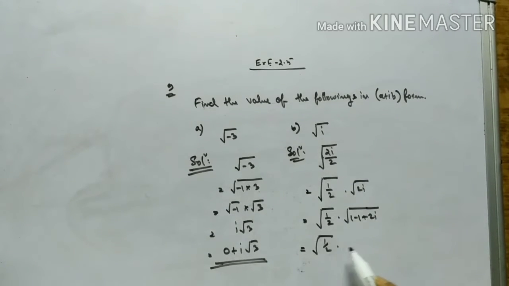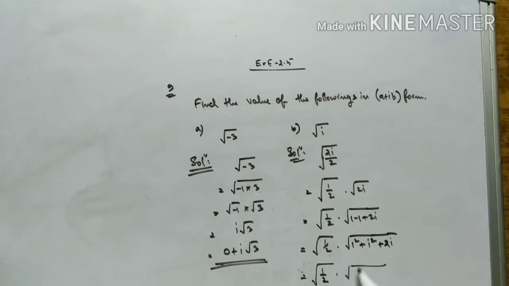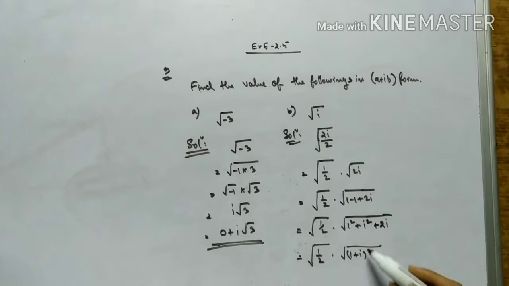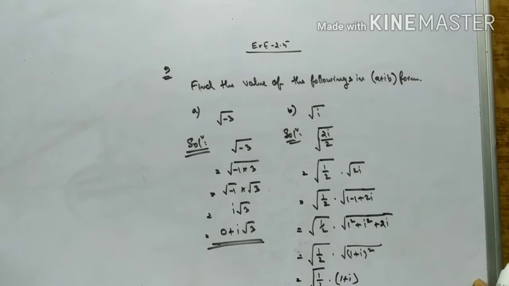So root over 1 by 2 into root over, this one I can write as 1 square plus I square, because I square is minus 1, plus 2I. I can write it in this way. So this one becomes 1 plus I the whole square. Yes, 1 plus I the whole square. So square and root cancel, so I will get root over 1 by 2 into 1 plus I.